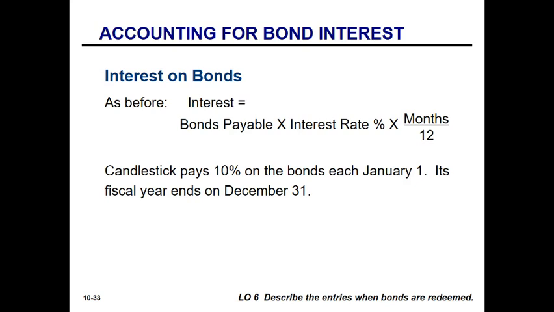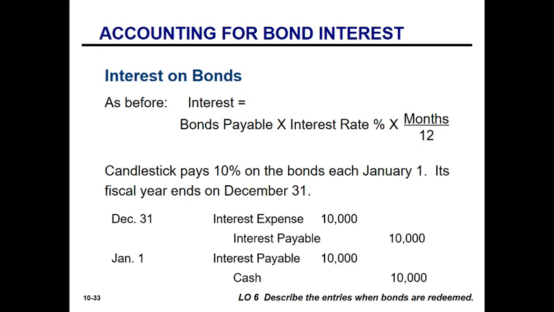So Candlestick is paying 10% on the bonds each January 1st. Its fiscal year ends on December 31st. So they're going to always have to accrue it on December 31st. On December 31st, they're going to show an interest expense equal to $10,000 and an interest payable of $10,000. On January 1st, they will pay that out and reduce their cash accordingly.